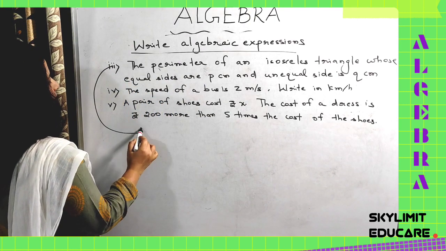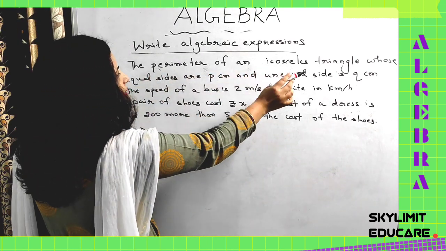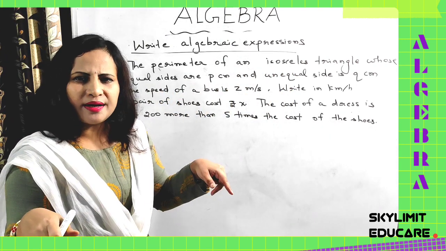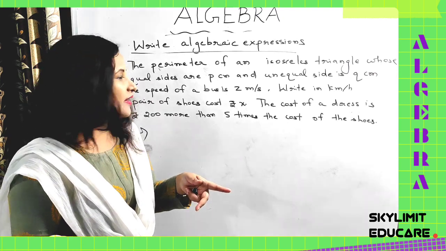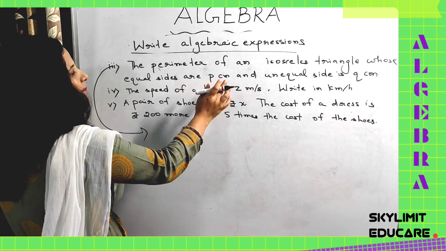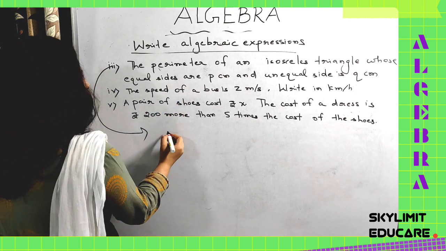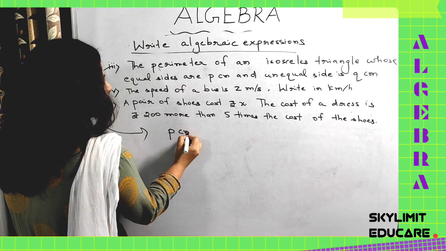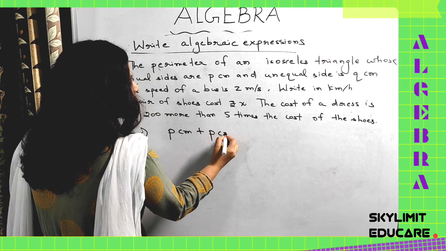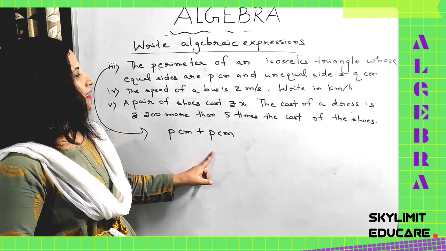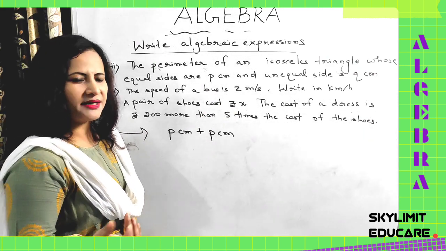The perimeter of an isosceles triangle whose equal sides are p centimeter. Perimeter is the length of the boundary, the sum of the three sides, right? That means two sides are equal, p centimeter. So both the equal sides, p centimeter plus p centimeter, and the unequal side is Q centimeter.